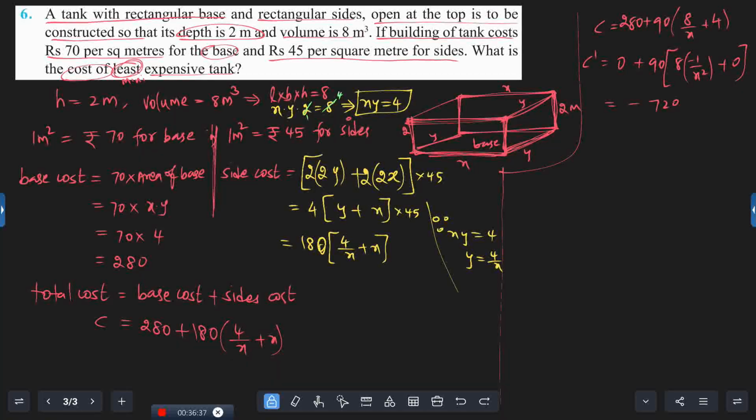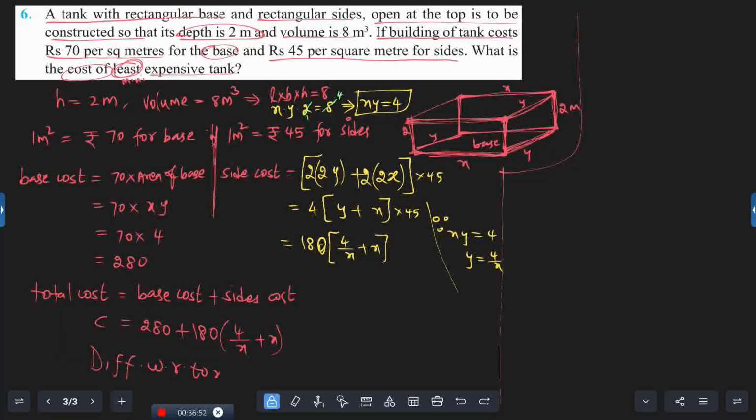Now you have to differentiate the total cost C with respect to x. So what am I getting now? C dash is equal to 280, when you differentiate, 0, plus 180 into 4 by x. 4 let it be as it is. But 1 by x when you differentiate, minus 1 divided by x square. x when you differentiate, what? 1. Now you simplify this.